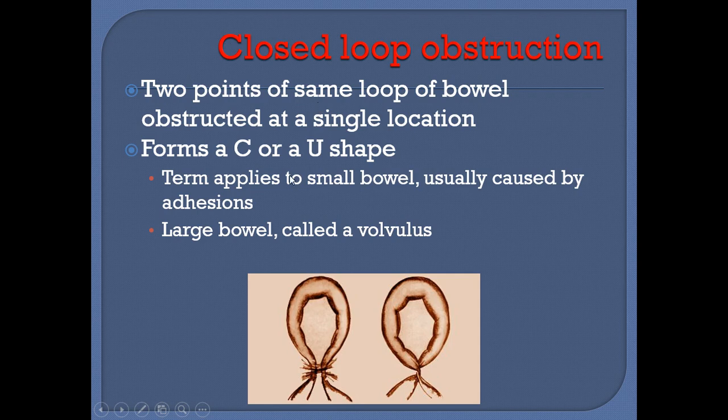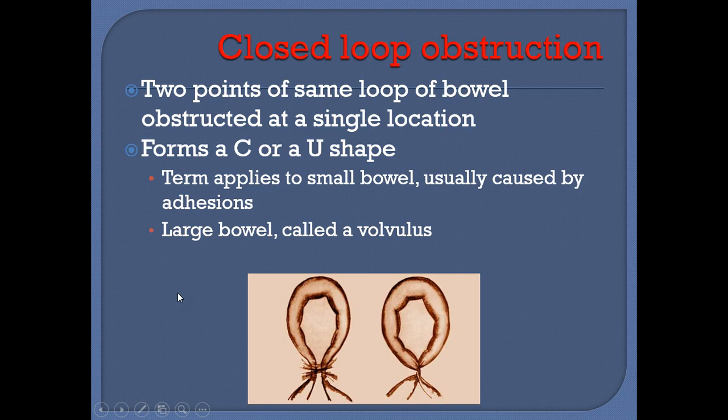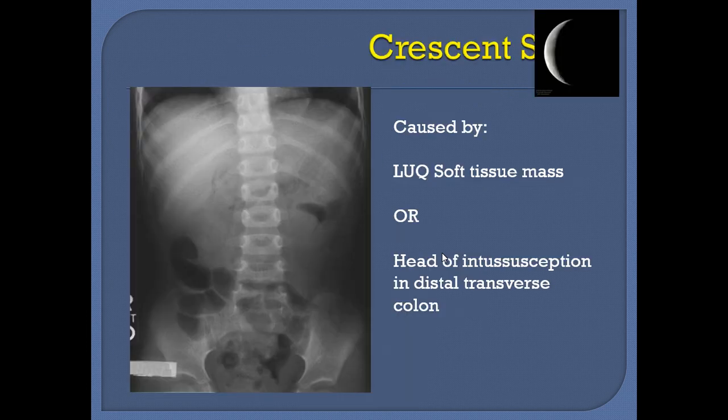Then closed loop obstruction, when 2 points of the same loop of the bowel are obstructed at a single location, forming a C or U shape. The term applies to the small bowel, usually caused by adhesion, but in the large bowel the same thing is called volvulus.